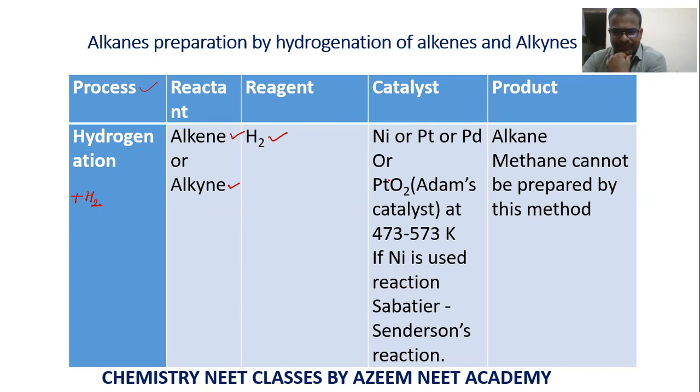So that is catalyst. Now we have so many catalysts we can take. We can take some transition elements, especially nickel, platinum and palladium. These you can take, or you can take platinum oxide also. If you are taking platinum oxide, that catalyst is called Adams catalyst. Whatever catalyst it may be, you have to maintain the temperature of 473 to 573 Kelvin. And in this reaction, the formation of alkane occurs.